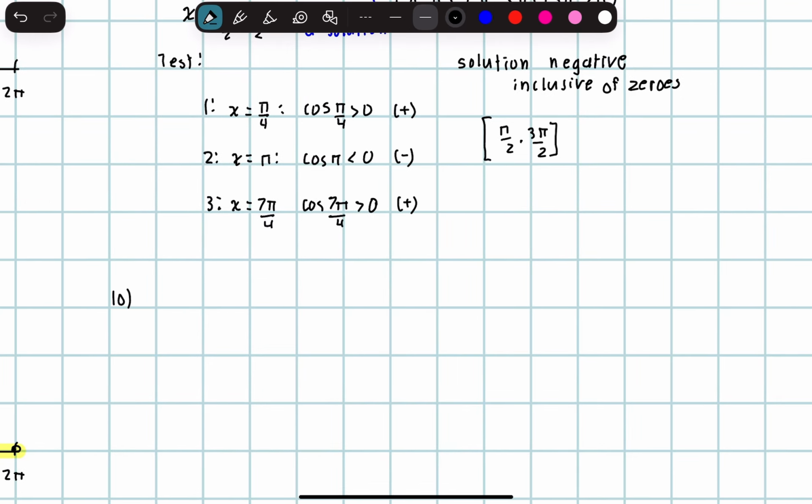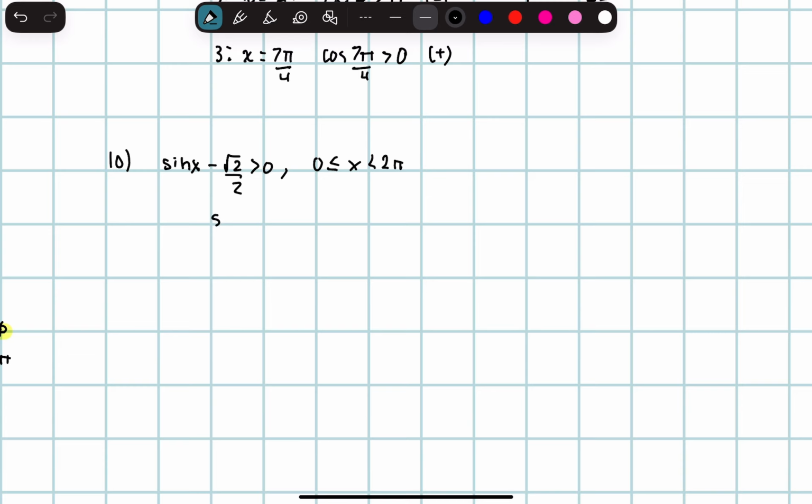So we have number 10. Let's say we have sine of x minus root 2 over 2 is greater than 0, and x is greater than or equal to 0 and less than 2 pi. Okay, so now we're going to solve for just x. So we get sine of x is greater than root 2 over 2, and that means x is equal to pi over 4 and 3 pi over 4.